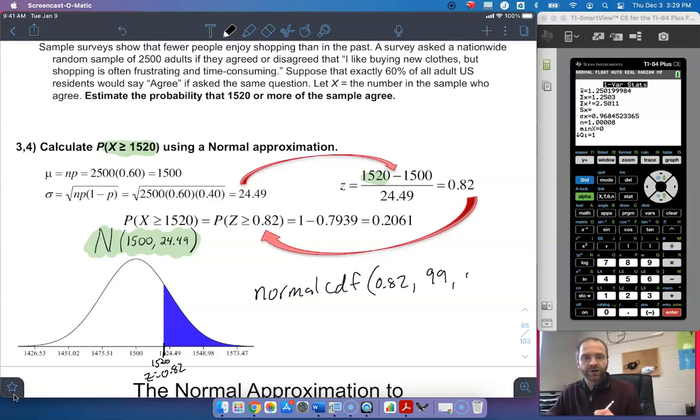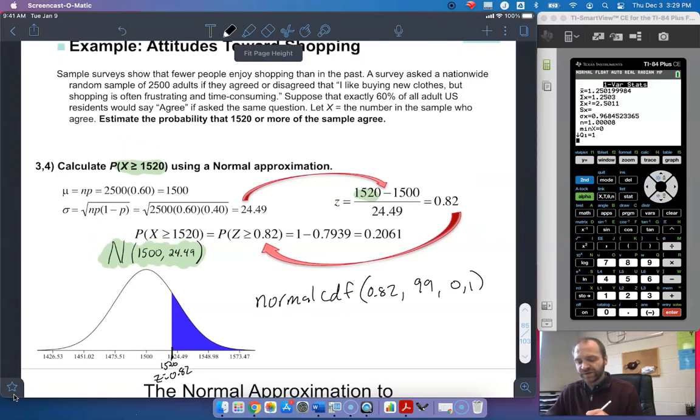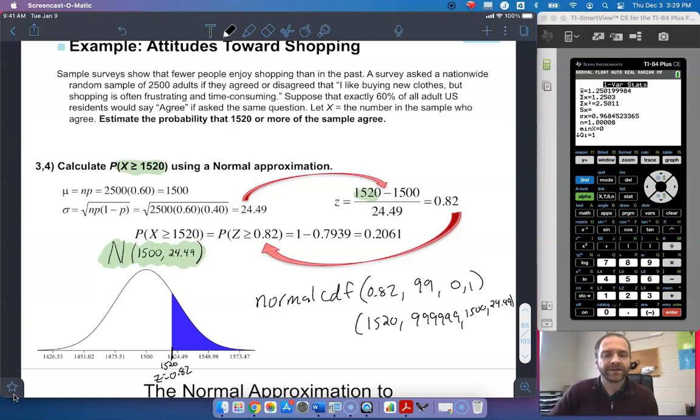For a standard normal curve, that's a 0 and a 1. That's going to give me the same answer, 0.2061. I could also do normalcdf with lower bound 1520, upper bound 9999, my mean of 1500, and my standard deviation of 24.49. That's another way to do it in your calculator: lower bound, comma, upper bound, comma, mean, comma, standard deviation.